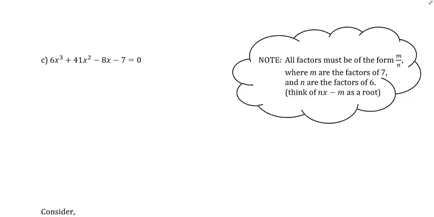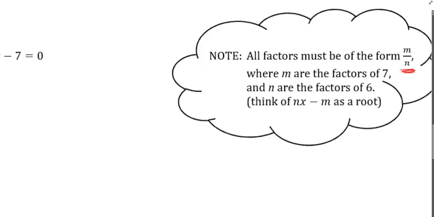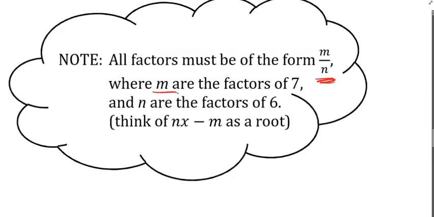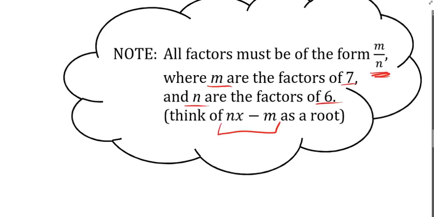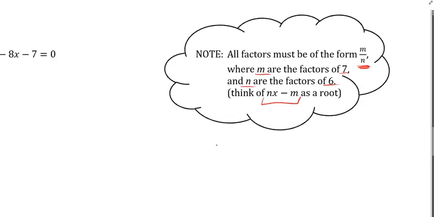So it turns out that all the factors are of the form m over n, where m are the factors of 7 and n are the factors of 6, right? nx minus m as one of the roots. So a lot of you have actually done this. I've seen you do this. It's like saying 2x minus 3 is the same as x minus 3 over 2 kind of thing. You understand what I'm saying?